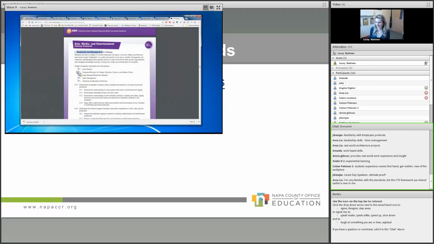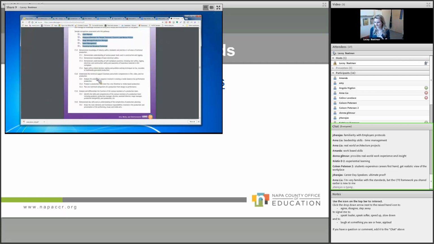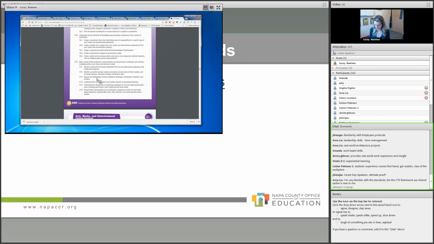And then what is nice too, at the top of each pathway standards, there's example occupations of that pathway. So this can be helpful if you're talking to a kiddo or a student about what they might want to do or what might interest them. There's example occupations you can share.